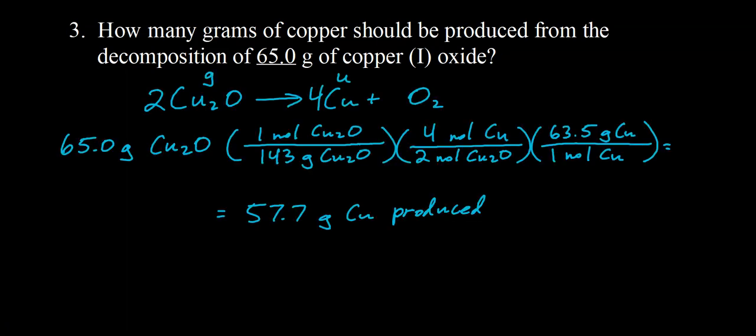Alrighty, there's the balanced equation, there's the setup. If you use 63.6 grams per mole for copper's molar mass, you get a slightly different answer, which is fine. So I use 63.5. So you get 57.7 grams of copper that should be produced. So again, make sure your results make sense, and make sure you understand what they mean. If you have 65 grams of copper(I) oxide that decomposes, you should produce 57.7 grams of copper metal.